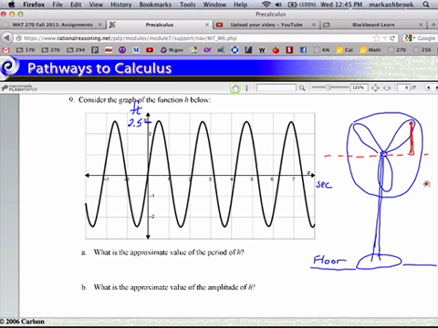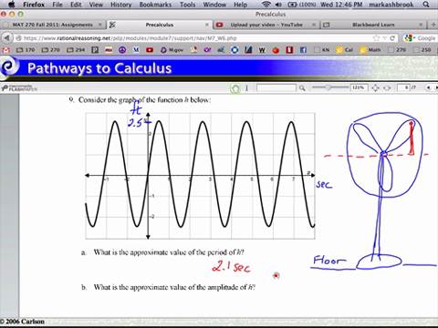Okay, so how many seconds does it take for the fan to make one full rotation? Yeah, so it looks like around 2.1 seconds. And that's the period, right? The time it would take, or the interval of your independent variable that gets you one full cycle. And one full cycle is one rotation of the fan. So 2.1 seconds is the period.